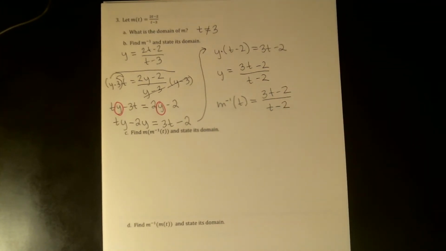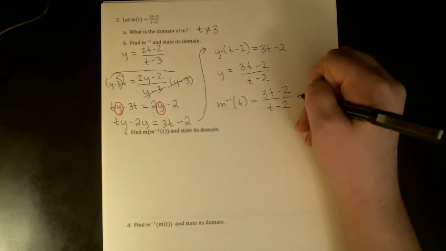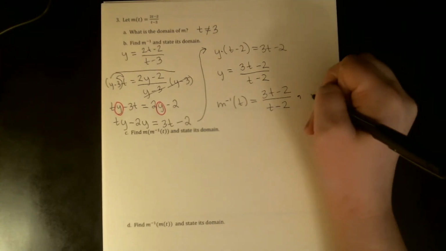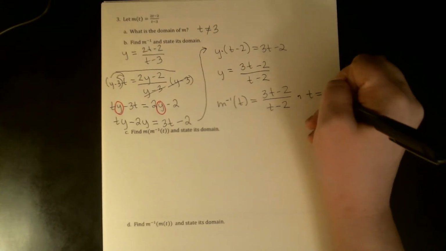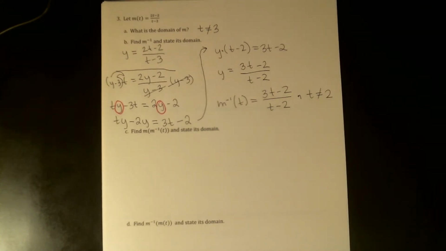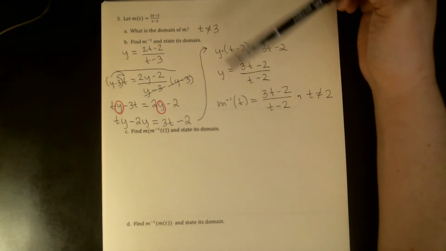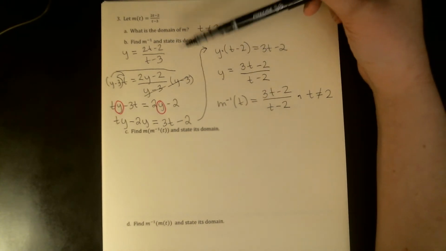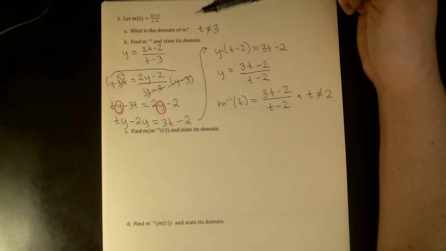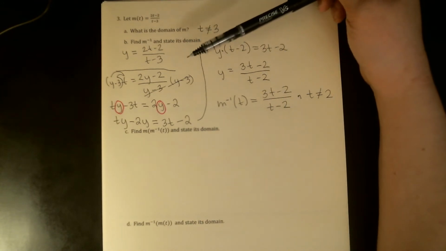Okay, so for this function, we're also supposed to state its domain. We got another rational function, which means that we need to make sure the bottom does not equal 0. So this will have a domain restriction t equals 2. T does not equal 2. We can actually make a really nice conclusion out of this because the relationship between a function and its inverse is that the x's and the y's, or in this case the t's and the y's, are switched. Their domain and range will also be switched.